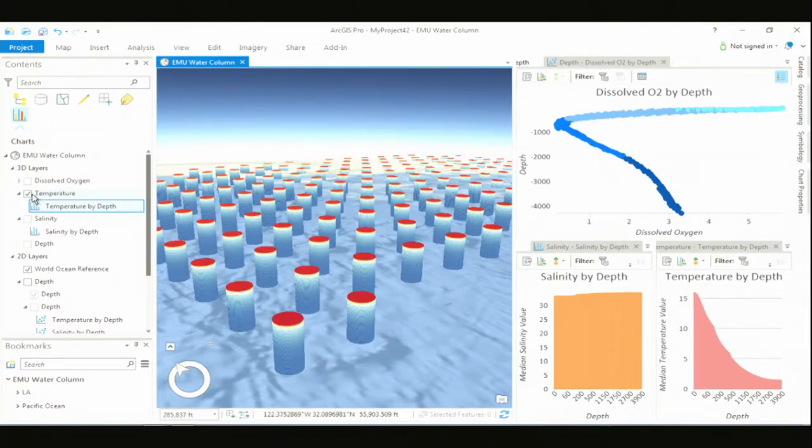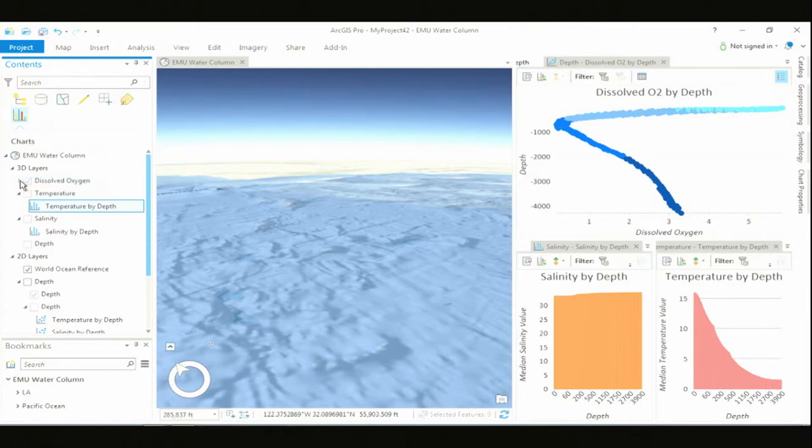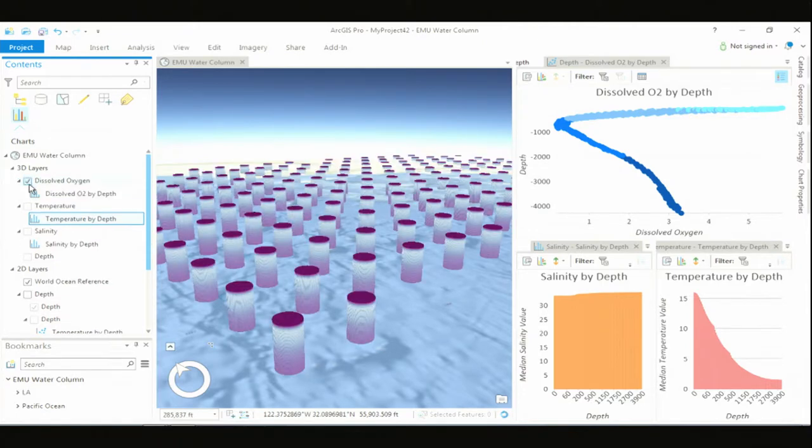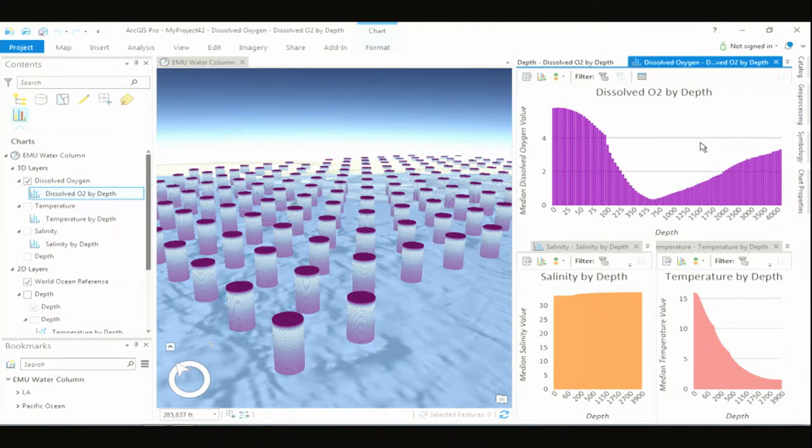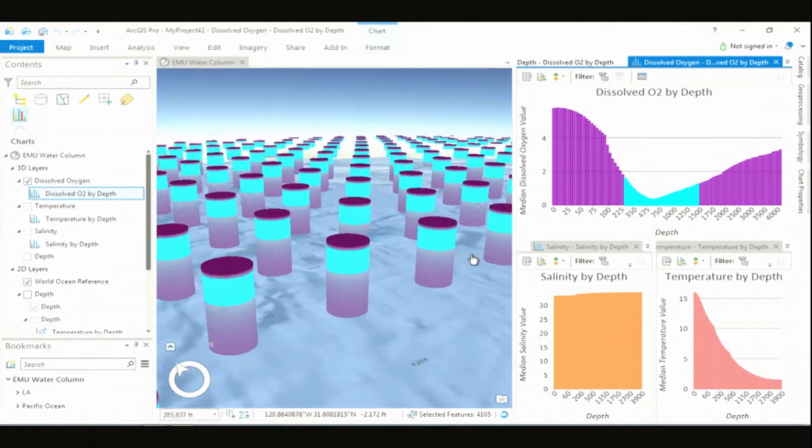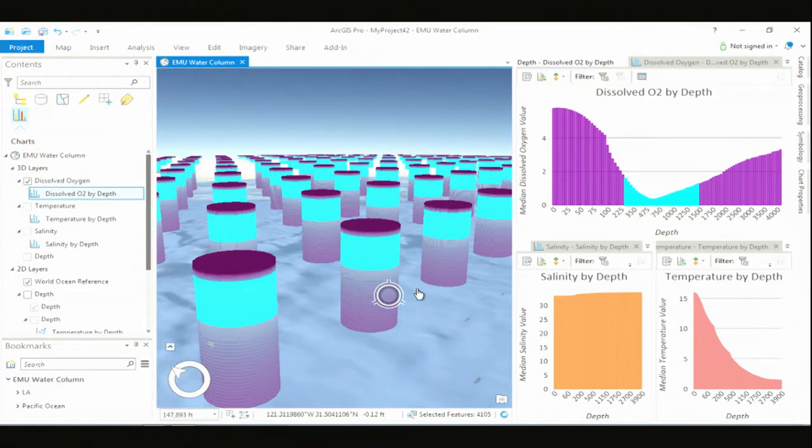And then lastly, let's take a look at dissolved oxygen and take a look at that relationship also in a bar chart. So we see the highest values near the surface, and then we really drop low in the middle here, and I can select these areas and see where they correspond in 3D in this map visualization.